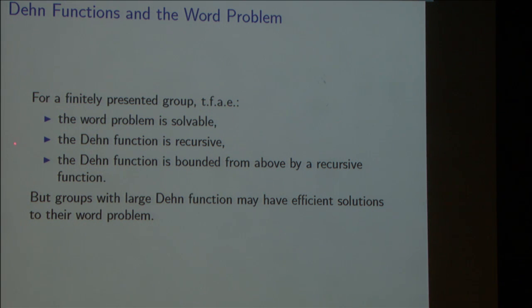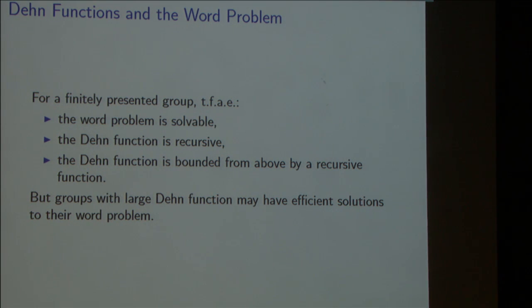If the word problem is solvable, you can construct a recursive function which gives the maximum area for words of length n equal to 1. So the Dehn function is recursive, and then it is bounded by a recursive function. Conversely, if it is bounded by a recursive function f, then a word of length n is equal to 1 if and only if you can construct a diagram with area at most f of n. So you can try all of them and decide whether the word is equal to 1 or not. So the word problem is decidable.